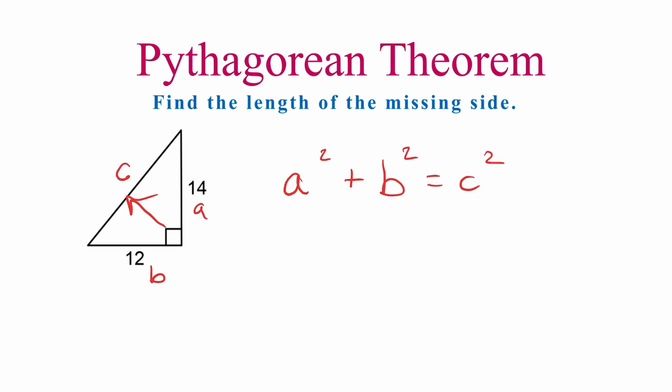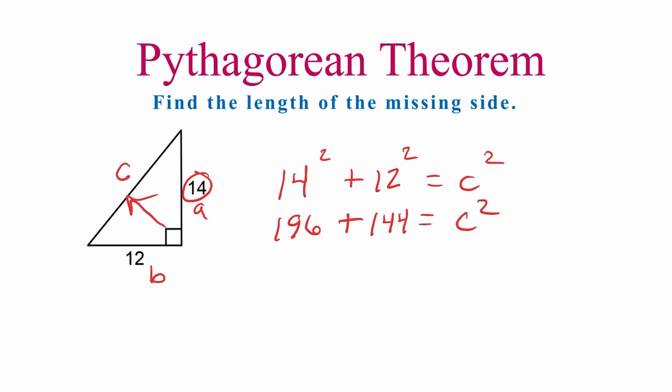C squared. A is 14. So I put a 14 in for A. B is 12. Put a 12 in for B, and then solve it. 14 times 14, 196, plus 12 times 12, 144, equals C squared. 196 plus 144 is 340, equals C squared. C squared is the area.